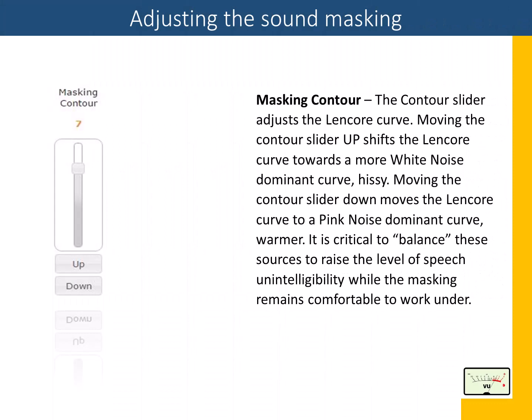The contour slider adjusts the Lencore curve. Moving the contour slider up shifts the Lencore curve towards a more white noise dominant curve, hissy. Moving the contour slider down moves the Lencore curve to a more pink noise dominant curve, warmer. It is critical to balance these sources to raise the level of speech unintelligibility while the masking remains comfortable to work under.